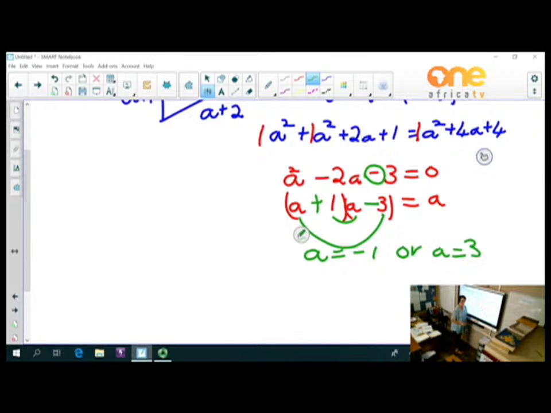Which one do we choose? We choose the positive value. And then, the question is just find the value of a, so that will be that one's answer.